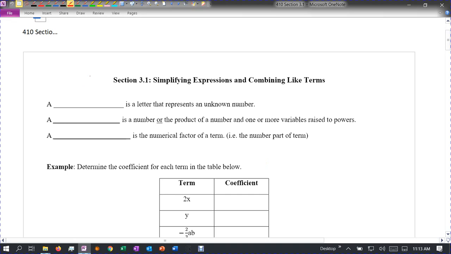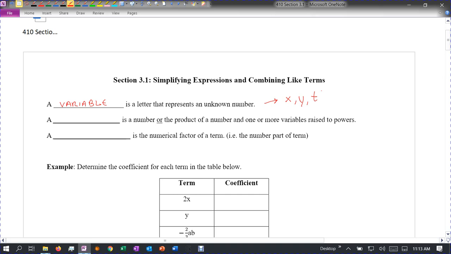First of all, a variable is a letter that represents an unknown number. We've seen probably in the past the use of x or y or t or something like that. Those are examples of variables. So anytime we see a letter that represents an unknown number, we will call it a variable.